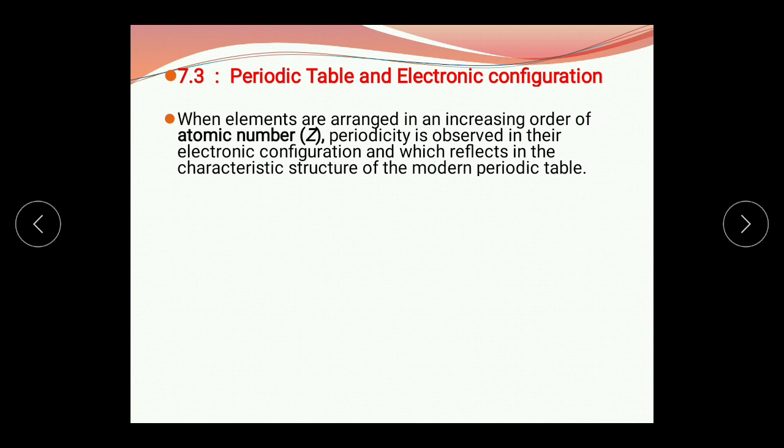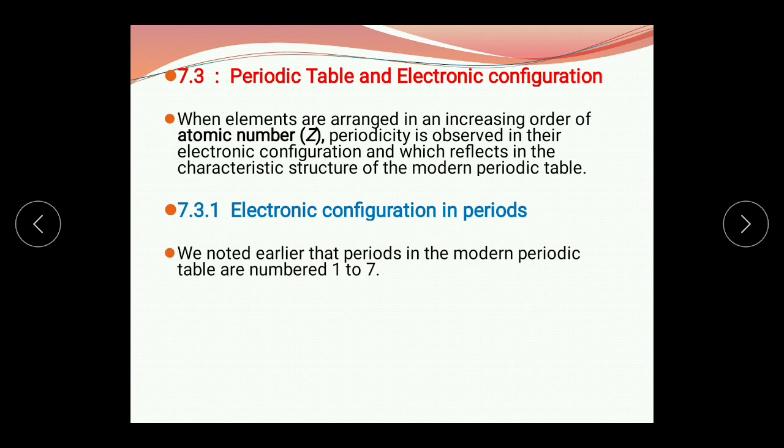Now, in today's session we are going to learn about the periodic table and electronic configuration. When these elements are arranged in increasing order of their atomic number, periodicity is observed in their electronic configuration, and hence that reflects in the characteristic structure of the modern periodic table.